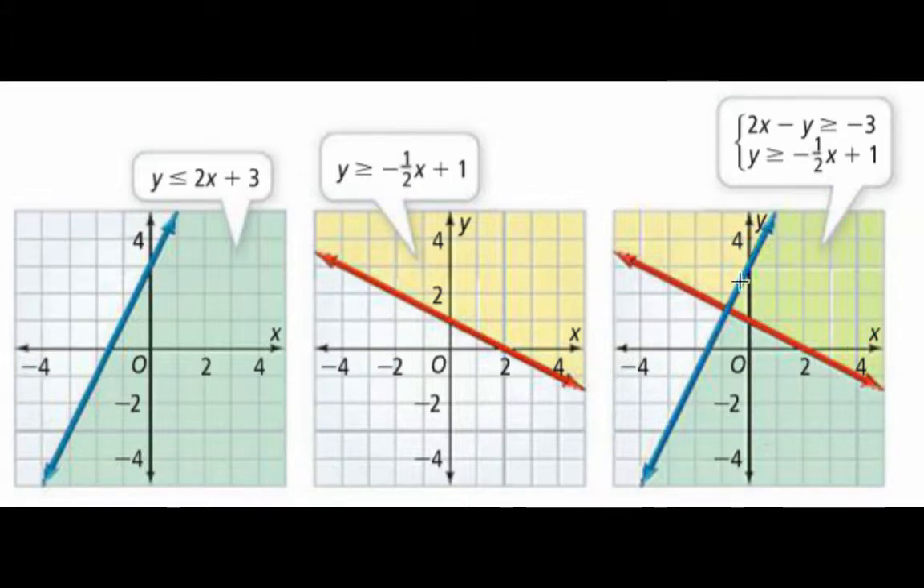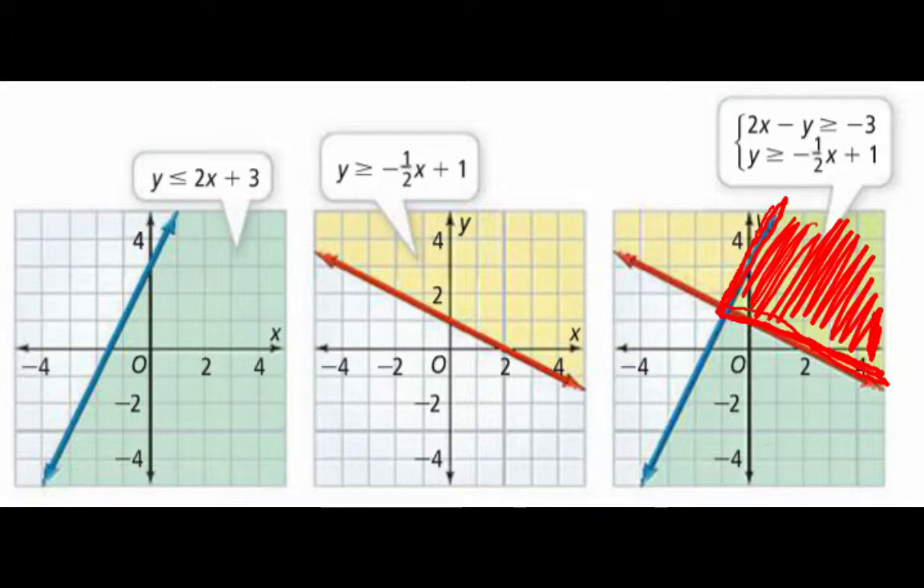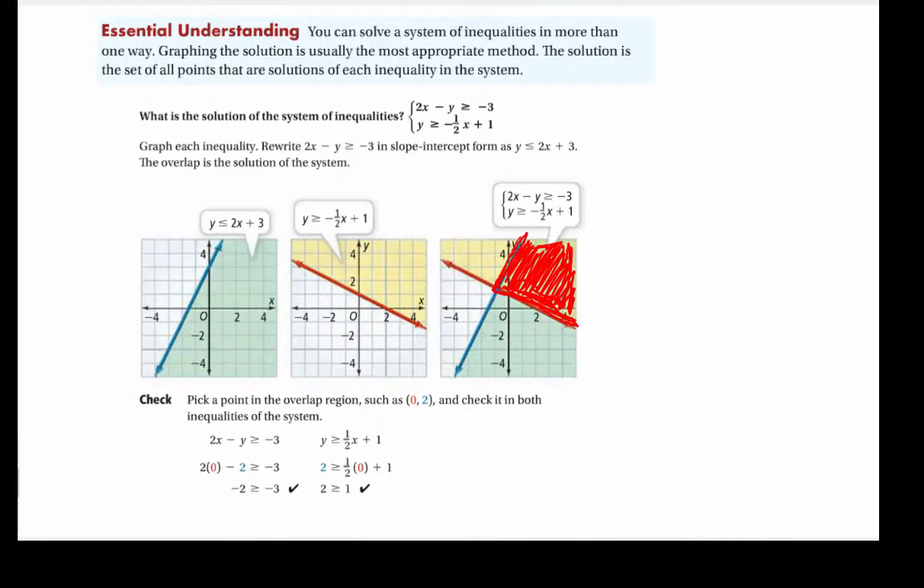The points in here are our solution set. So anything in this section here, any points, including the points on the boundary line, all of those are solutions to the system. And, as always, we can choose a test point if we'd like. So, pick a point that's in that region, substitute it into both inequalities, and verify that you have a solution to both.